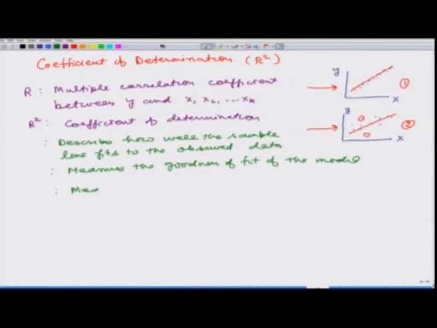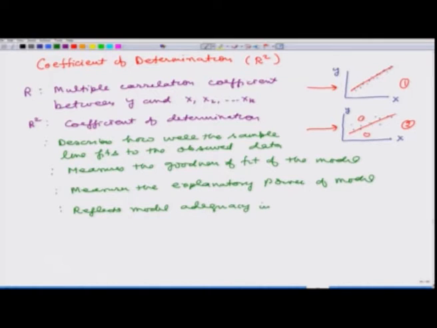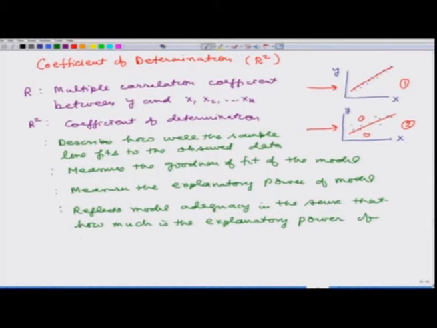It also measures the explanatory power of the model, and this reflects the model adequacy in the sense of how much is the explanatory power of the explanatory variables. Right. So, in simple sense, R square is a measure that will give us an idea of whether the model which we have obtained is good or bad, and if good, how good it is, and if bad, how bad it is.